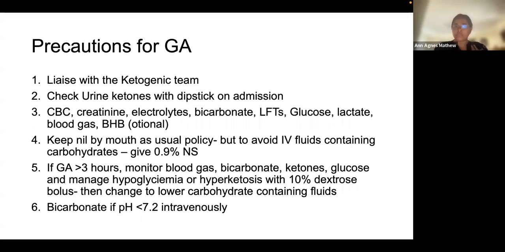For GA of more than 3 hours, you have to monitor for acidosis, bicarb, ketones, glucose, and manage hypoglycemia or hyperketosis. Only if there is hyperketosis do you monitor for 10% dextrose. Then you change it to lower carbohydrate-containing fluids. Only if bicarb is less than 7.2 would you give IV bicarb correction.